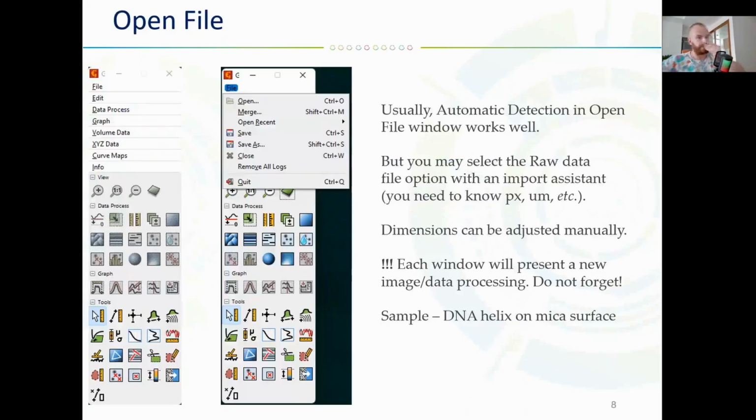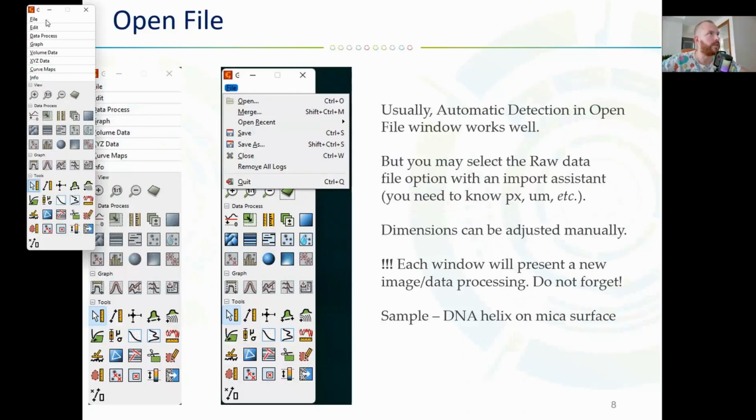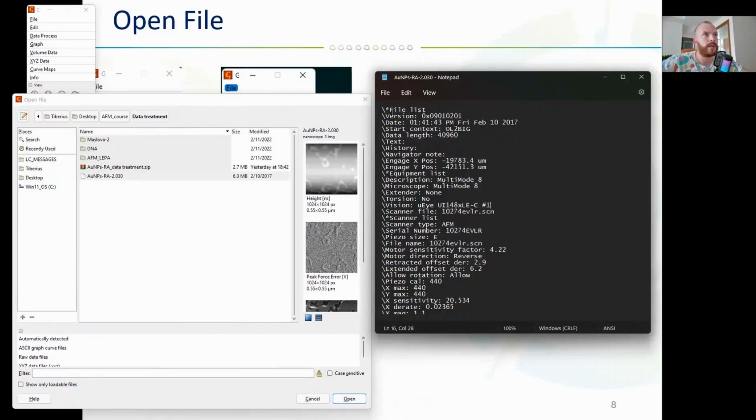Okay, so now let's do some practice. I hope you will do it with me. So this is the Gwyddion program. I press File, then I go to, let's start with just Open. You see the structure of the file.